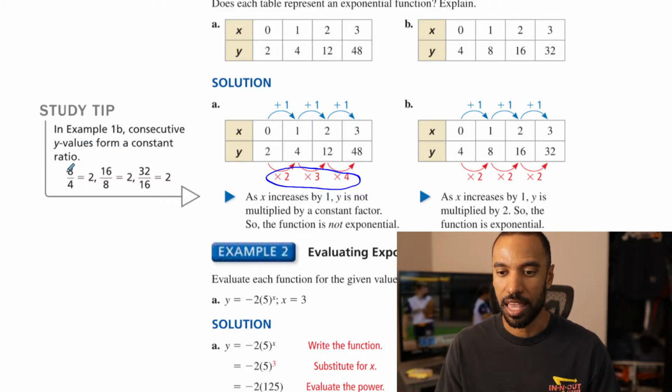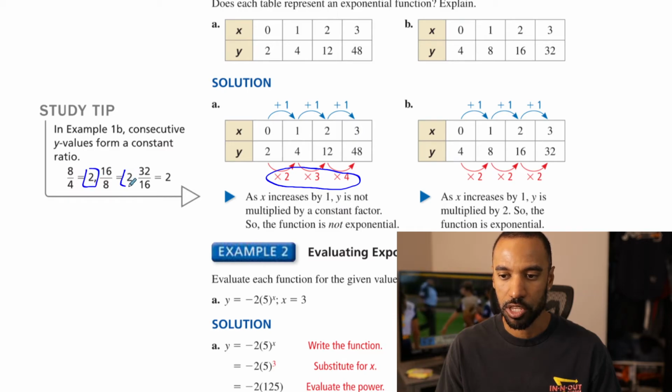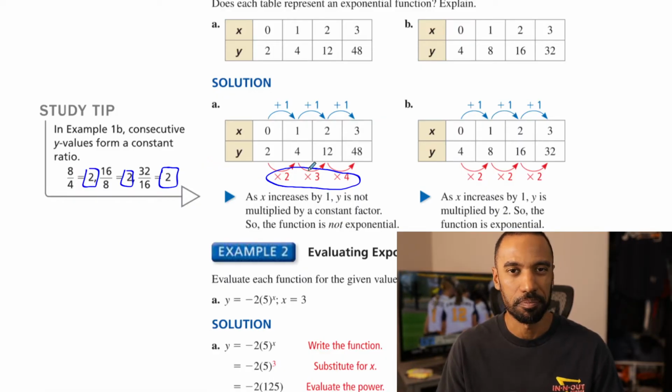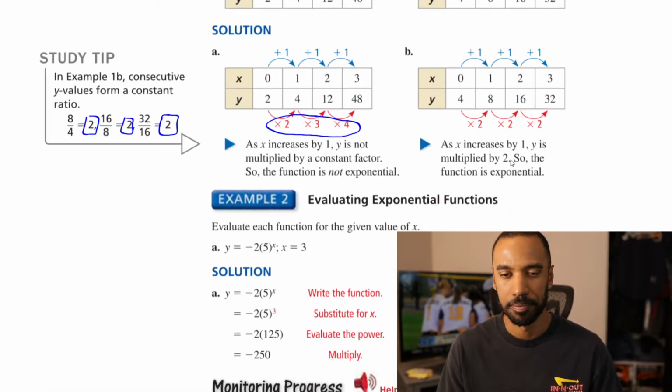They show you once again that if you divide one number by the one before it, you get the same value out, this 2 as well. And that'll probably be important when it's not so easy to figure out what you're multiplying by. We have to make sure to keep that in mind when we do those later.